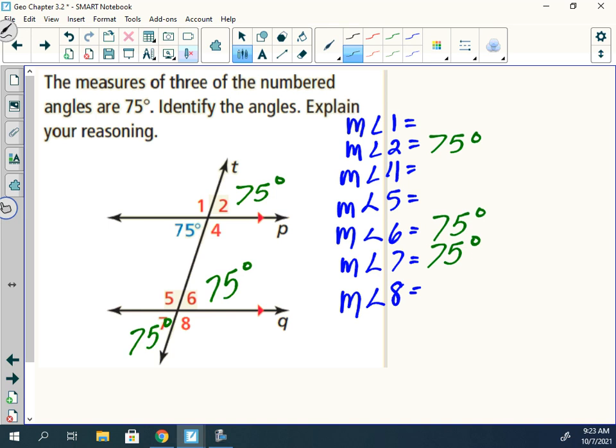And it doesn't matter which 2 we're talking about, because we can talk about 1 and 2, 2 and 4, 3 and 4, any of these 2 that make a straight line. We're taking 180 and subtracting 75 from it, because the 2 angles will add together to be 180. And this here would give us 105 degrees. We can say angle 4 is 105 degrees because 4 and 6 are consecutive interior angles, and consecutive interior angles are supplementary.